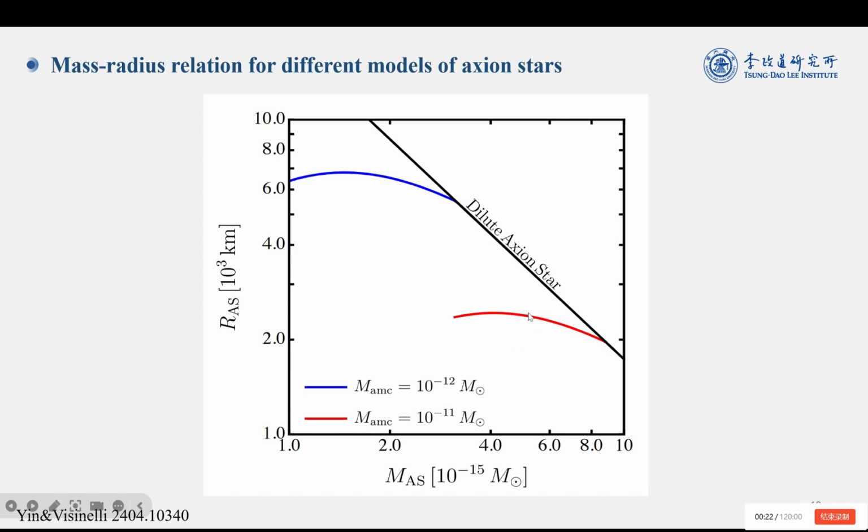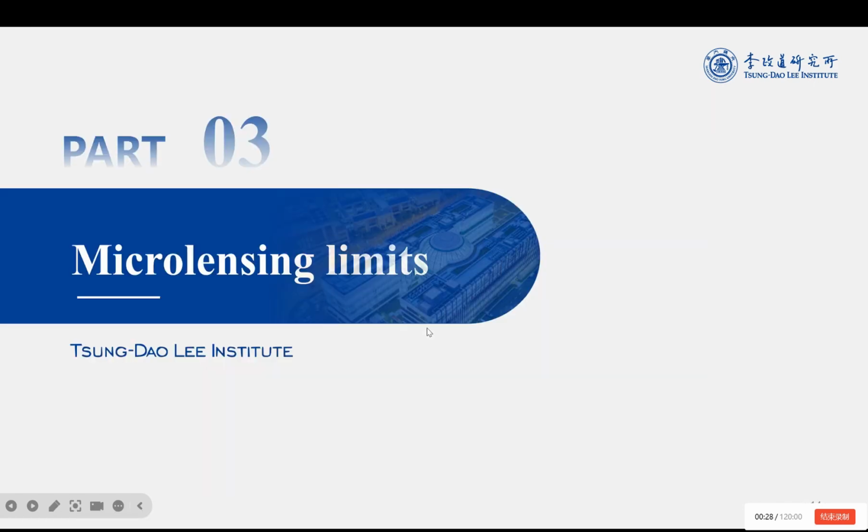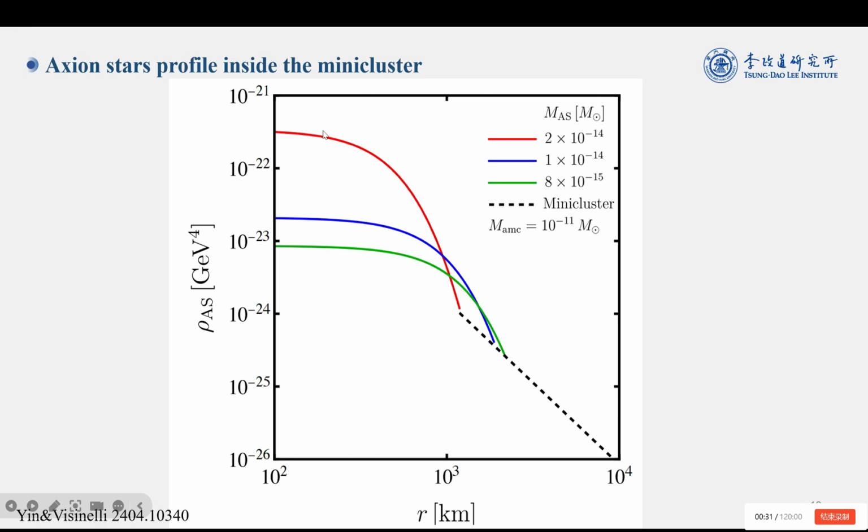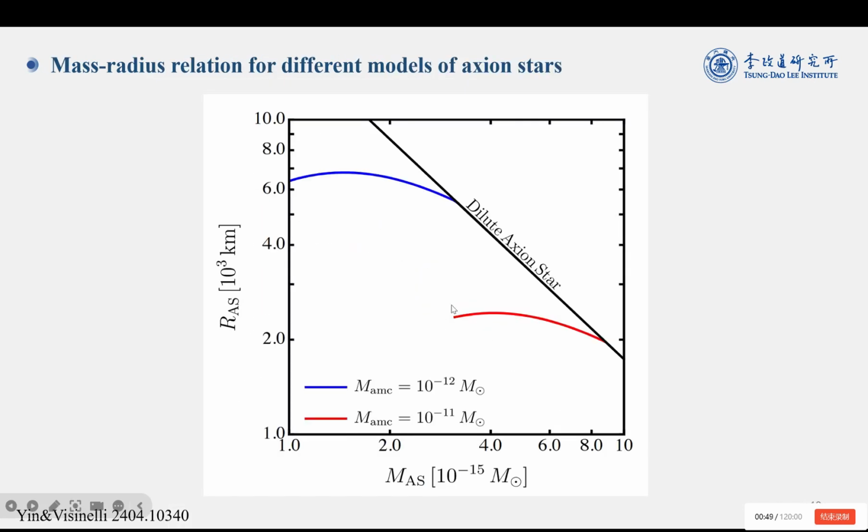And for a very small axion star mass, it cannot form, because if the mass of the axion star is sufficiently small, the profile curve will always be below the mini cluster profile. Then it cannot form an overdense regime in these mini clusters. So it will end at the low mass point. And you can see it has a largest radius for our halo star case, which is very different.